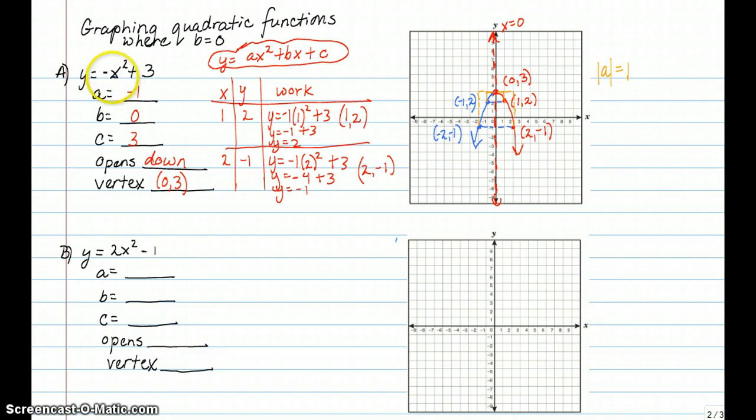Now, this method that I showed you in the orange only works when the absolute value of A equals 1. So negative 1 is the A. The absolute value of that is 1. When that's true, the parabola is the same size and shape as the parent function.